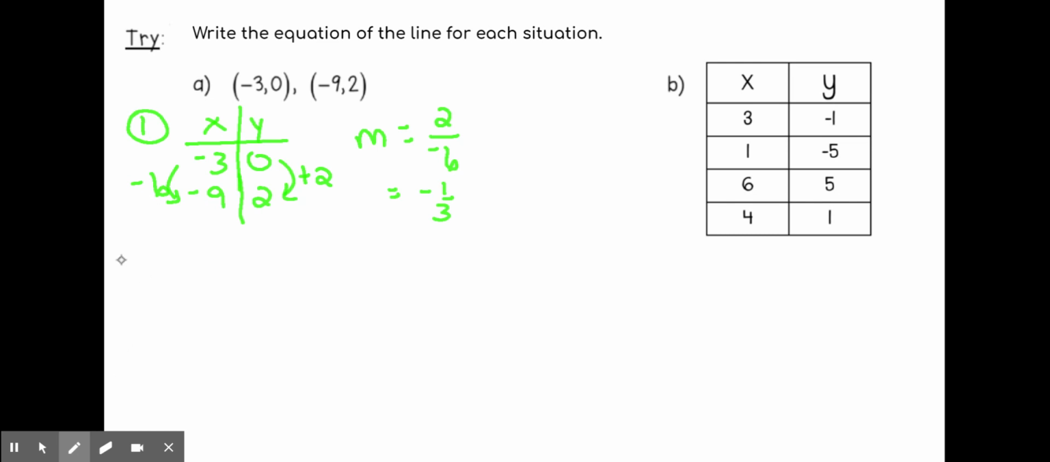So after we find the slope, the next step is to find the y-intercept, to find b. Notice this is not the y-intercept here. There is a 0, but the y value is 0. This would be the x-intercept. So you're going to have to use your equation and solve for b. So pick either point you like, plug it into y equals mx plus b, and solve for b.